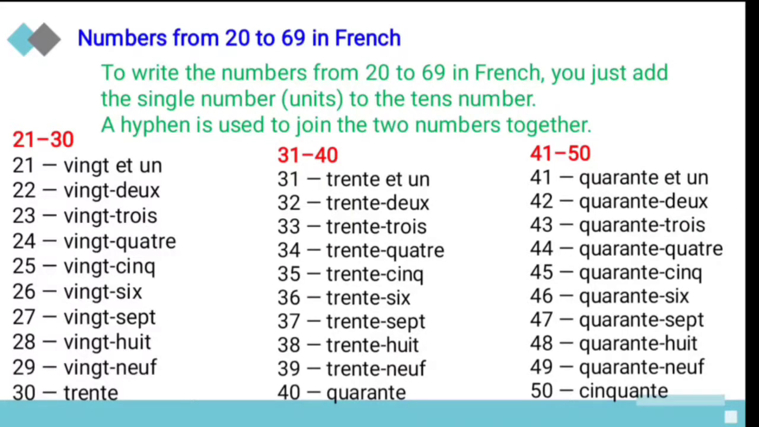So 30 in French is trente. 30, 31, 32, 33, 34, 35, 36, 37, 38, 39, 40, and 41 to 50. 40 is quarante, 41, 42, 43, 44, 45, 46, 47, 48, 49, and 50 is cinquante. So this is all about the 21 to 50 numbers.